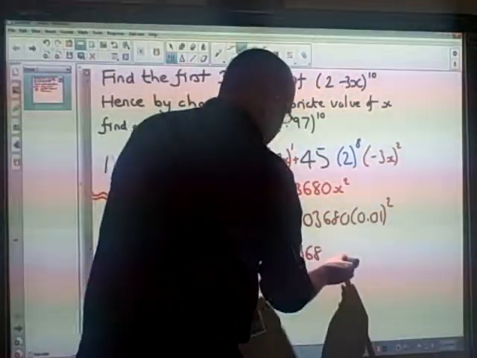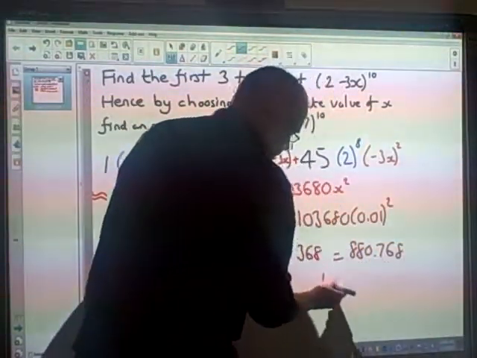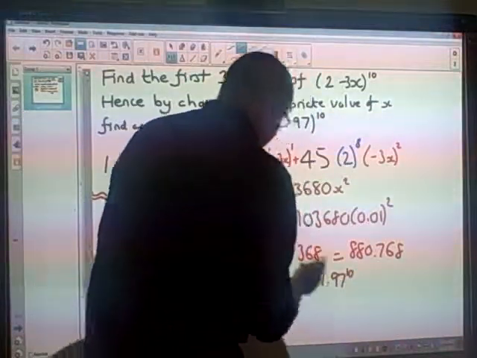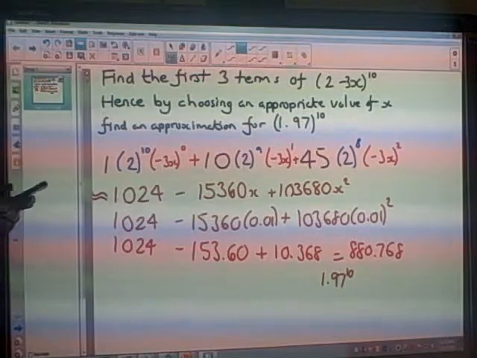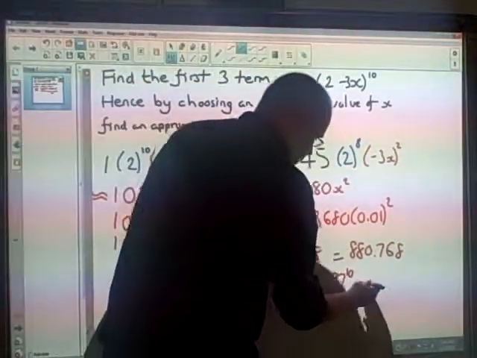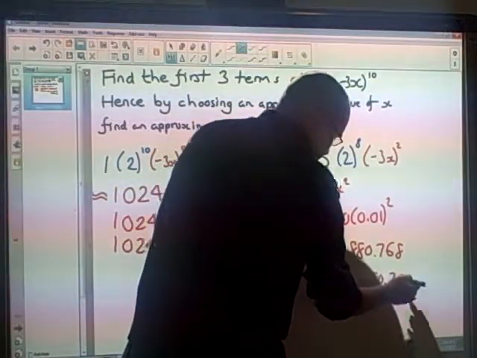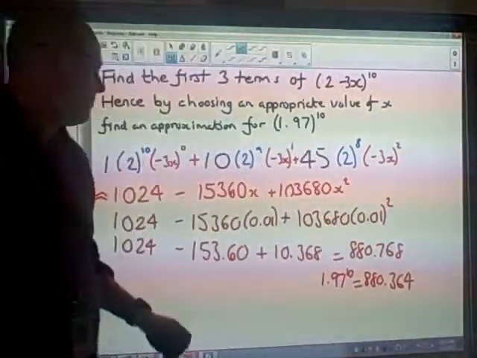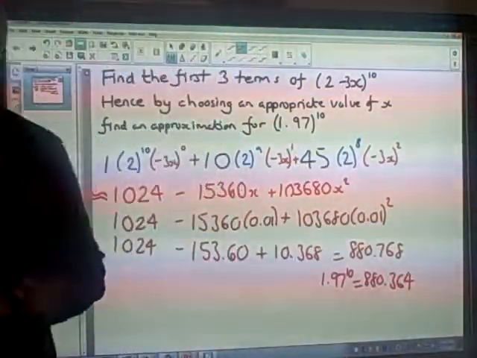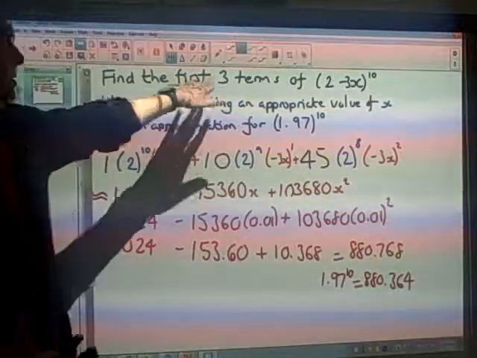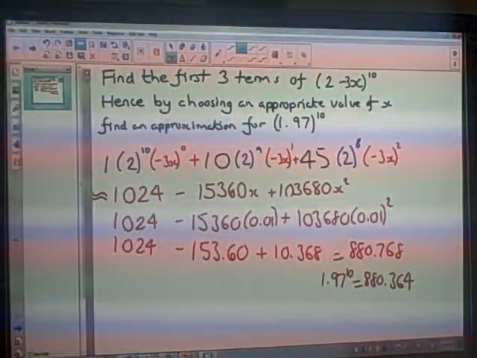And on my calculator, I got 880.768. Now, just as a comparison, just to actually check, if I do 1.97 to the power of 10, then what I actually get is, the correct answer is 880.364, 3 decimal places. So pretty close actually. We got 880.7, the correct answer was 880.3. And considering we only worked out 3 terms of what's actually 11 terms, a pretty good approximation to what the real answer actually was.